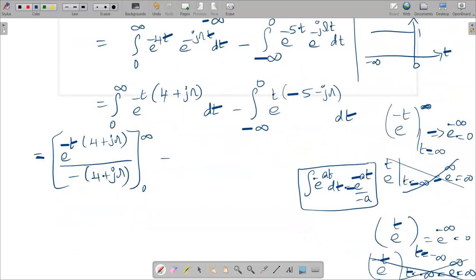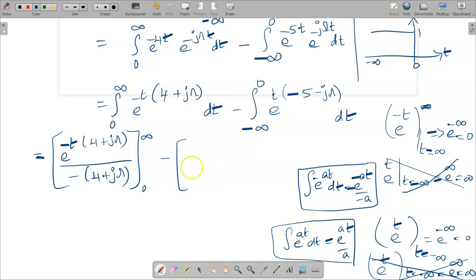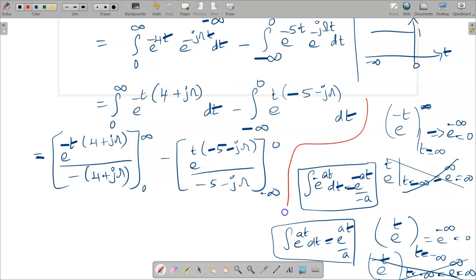Okay. Here it is integral of e power at dt, right? Which is nothing but e power at by a. Okay. So this is the formula. Why? Because we have positive of a. So it is e power t. Okay, what is a here? Minus 5 minus j omega divided by what is a? Minus 5 minus j omega. Okay, so what is the limit? Minus infinite to 0.